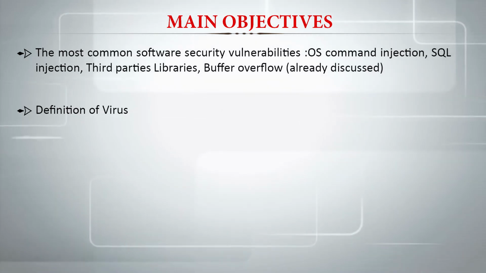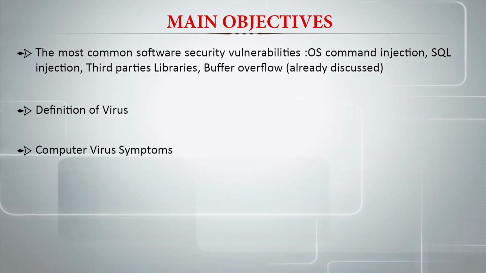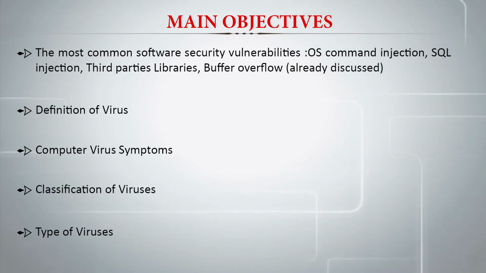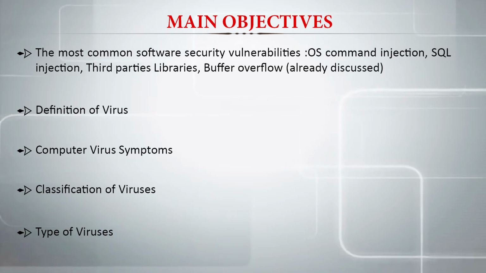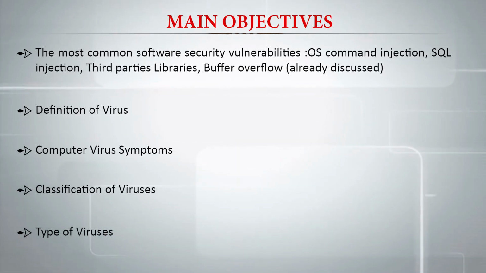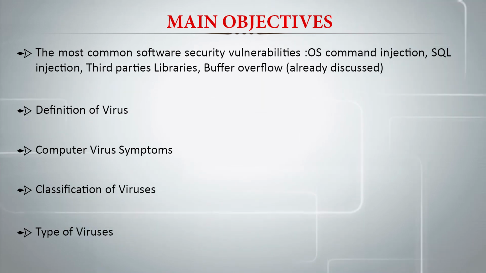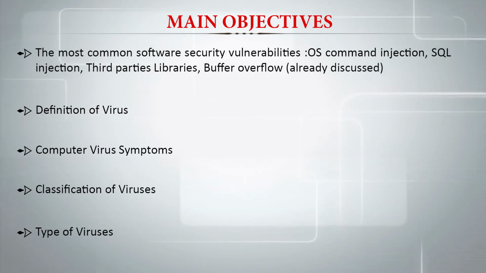So the main objective of this presentation is that we will define what a virus is, what the symptoms of a computer virus are, what the classifications of viruses are, and what the different types of viruses are. Before we come to the virus, let me just define the most common software vulnerabilities which we have listed here. The most common software security vulnerabilities are OS command injections, SQL injection, third party libraries, and buffer overflow. Let's talk about the remaining ones.